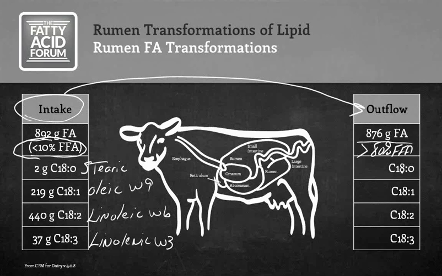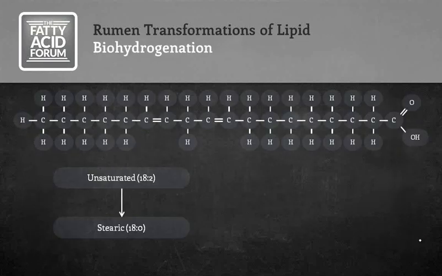And the stearic acid, while only 2 grams going in daily, is now going to become 534 grams coming out. Oleic acid goes down from 219 to 30 grams. Linoleic acid from 440 grams to 31. And then linolenic acid from 37 grams to just a few grams, 3 grams in this case. So you can see the extensive increase in free fatty acid from lipolysis and the very extensive drop in unsaturated fatty acids from biohydrogenation that occurs across the rumen.